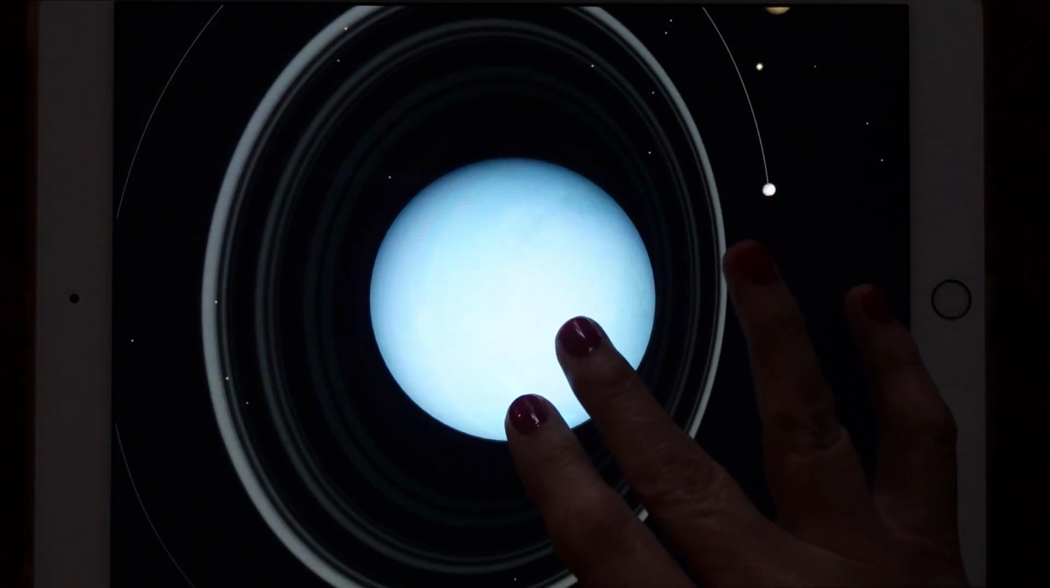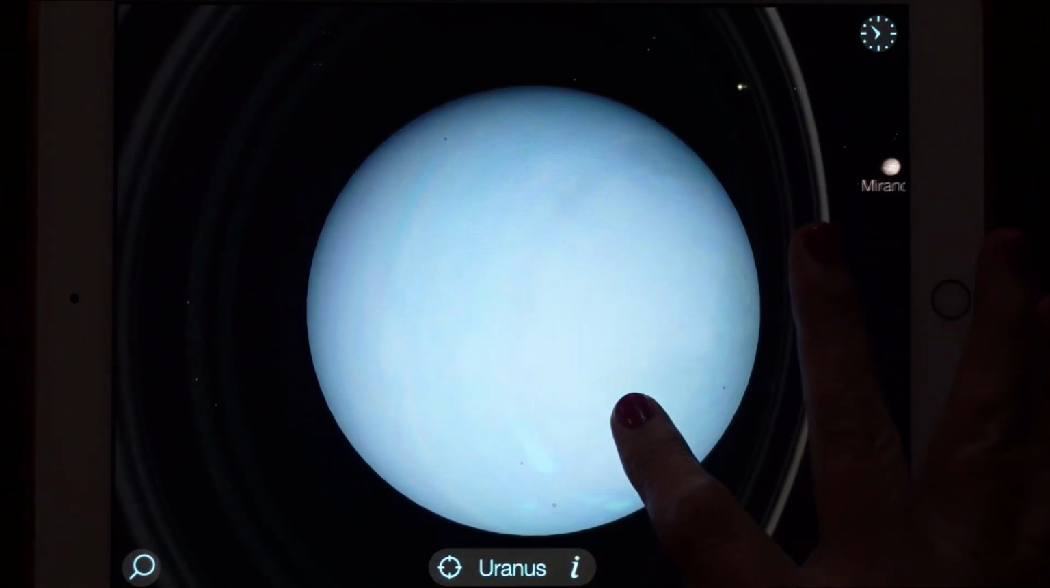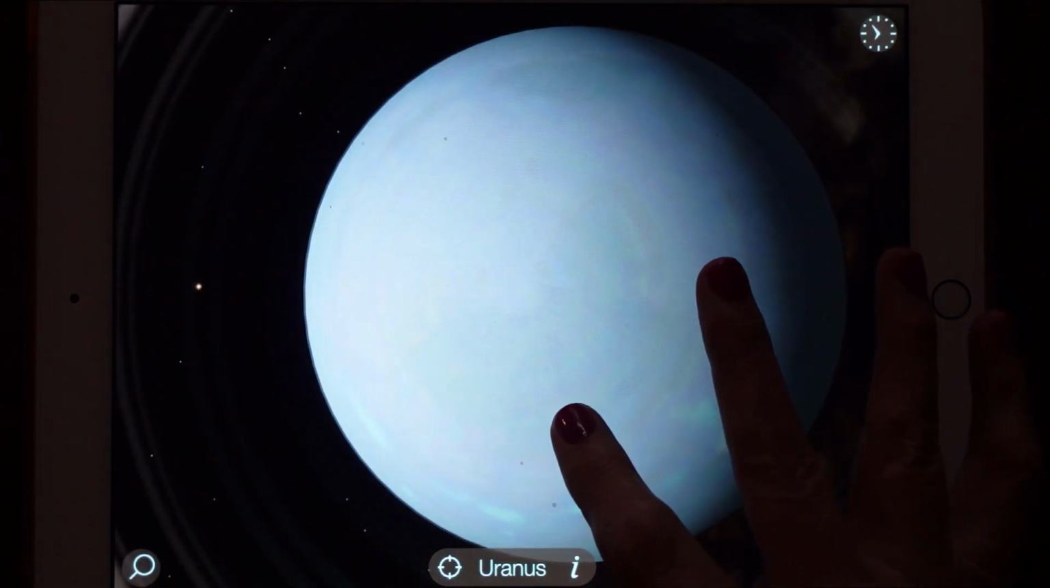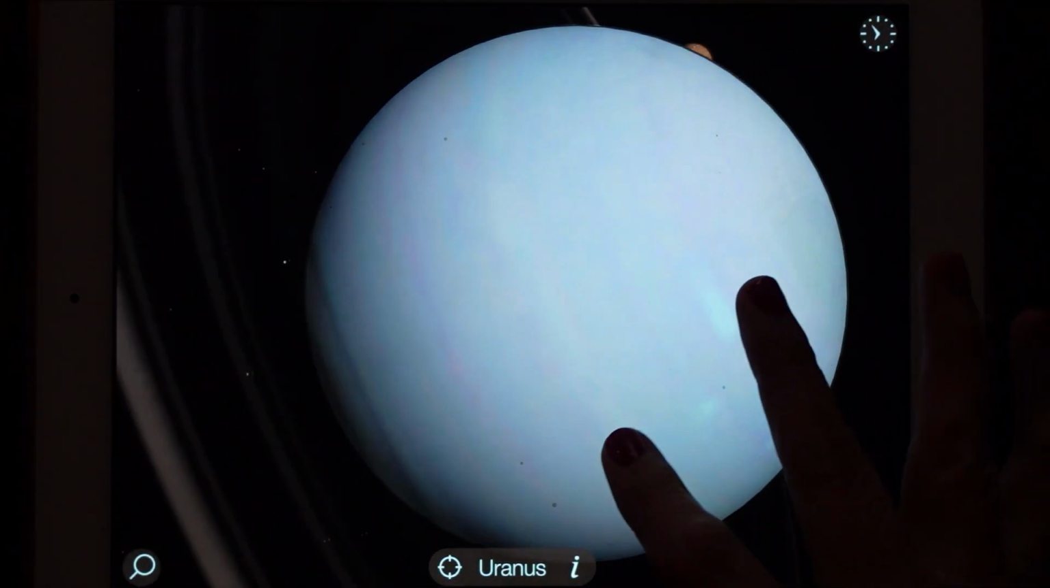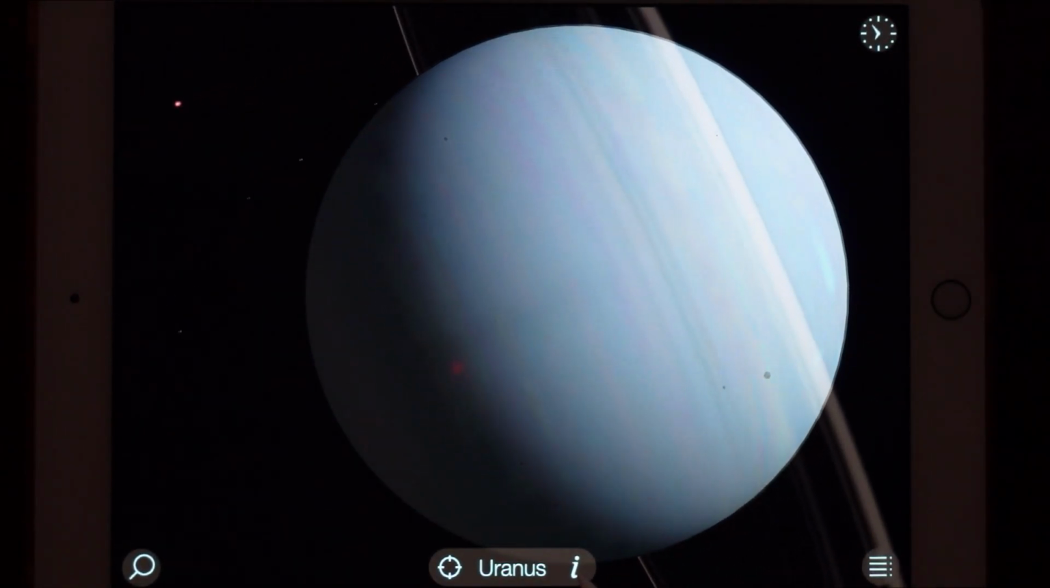This is Uranus. Like a creamy, milky looking planet. Let's find out more about Uranus.